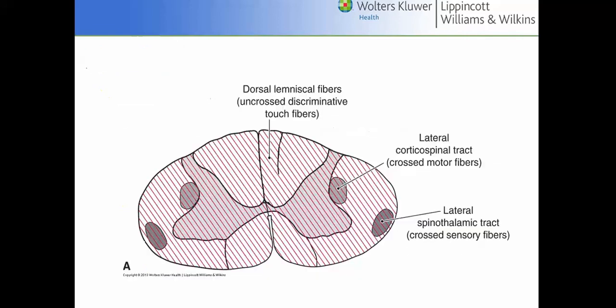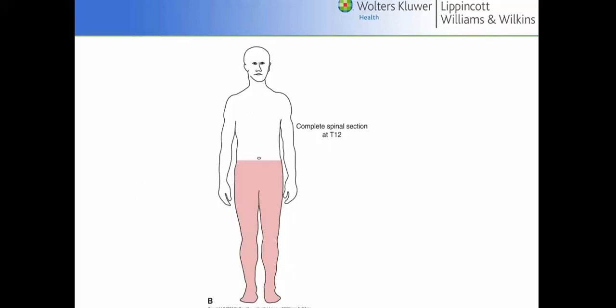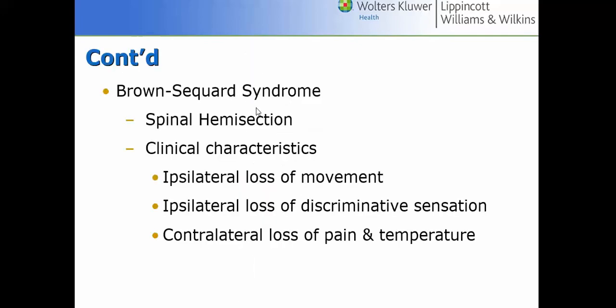So this is an example where all the parts of the spinal cord are affected. If there is a complete spinal section at T12, the part of the spinal cord below T12 mediates reflex motor movements in the lower half of the body, which is affected. However, the part of the spinal cord above T12 mediates movements in the upper half of the body, and that's relatively spared.